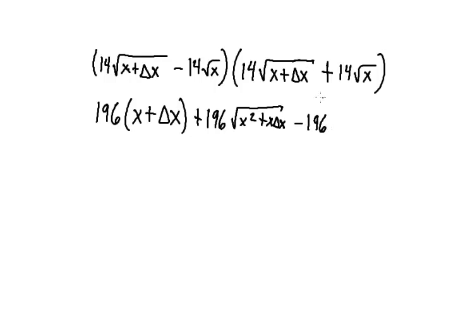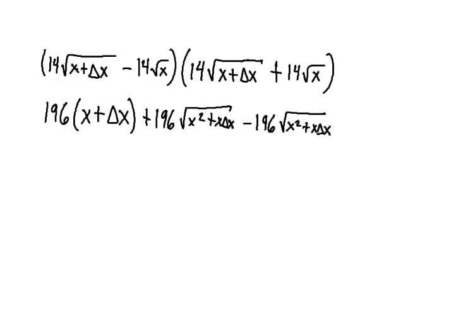Square root of x times square root of x plus delta x will give me exactly the same thing I got before. Square root of x squared plus x delta x. And then the last multiplication will be this one. Minus 14 times 14 will be minus 196. Square root of x times square root of x will release the x. So the x is now released. Since it's only one thing, I don't need to put any parentheses. I'll just put it right next to the number.